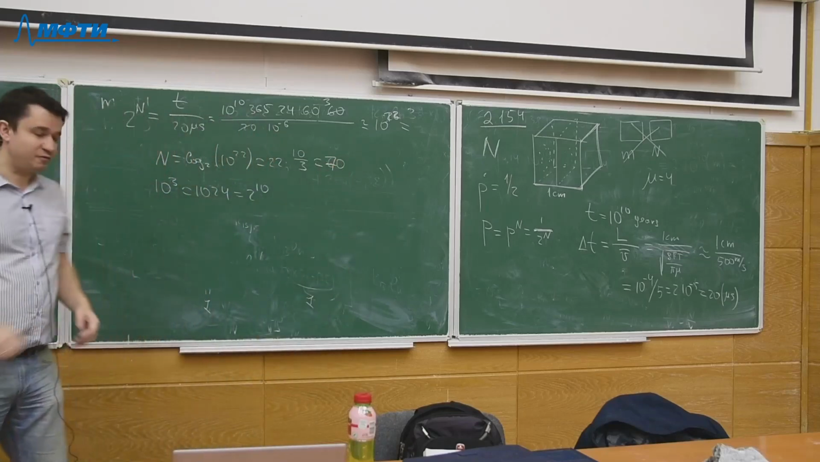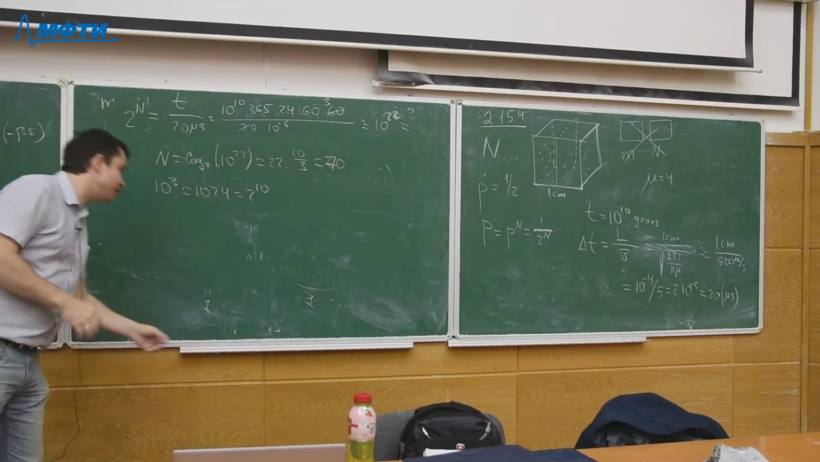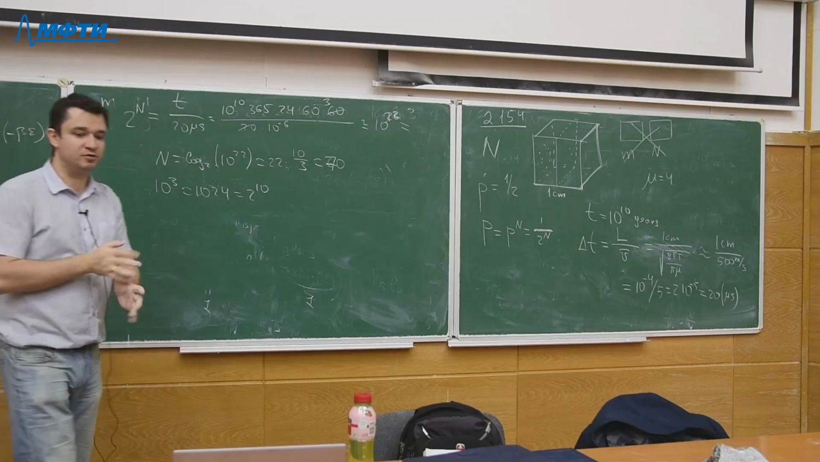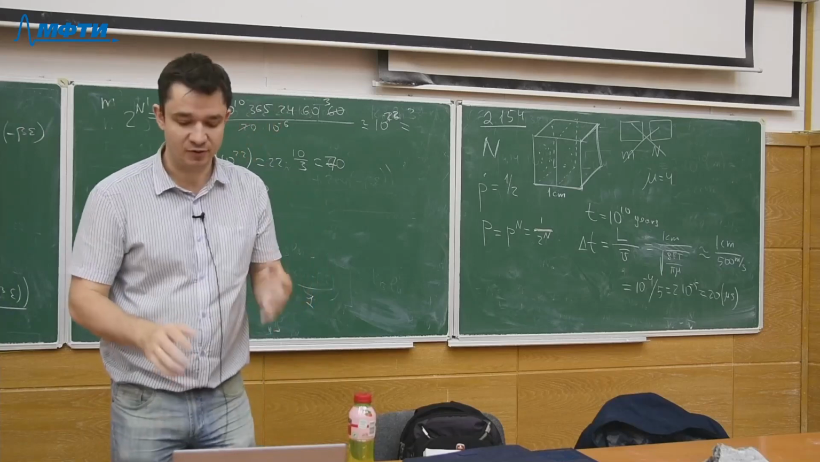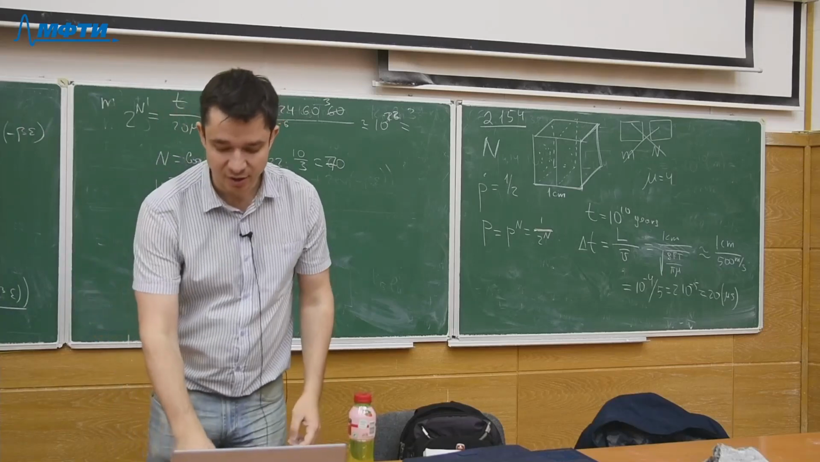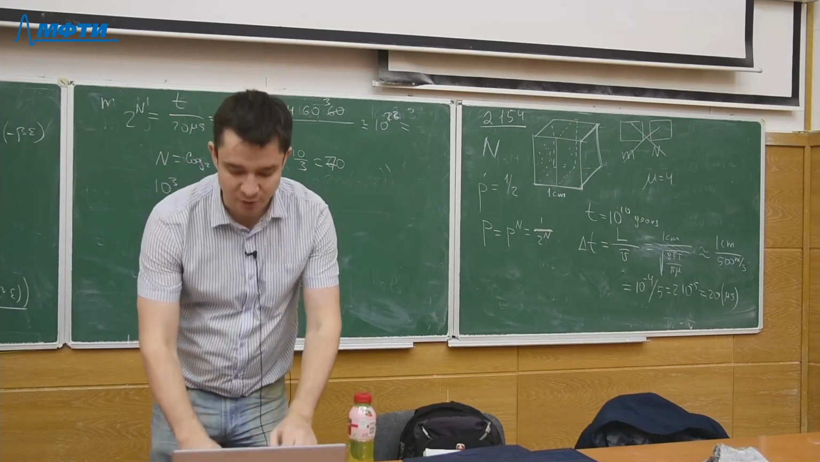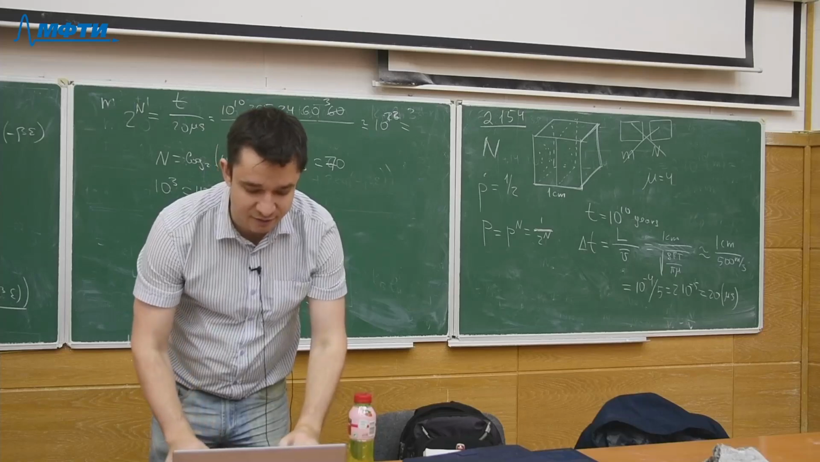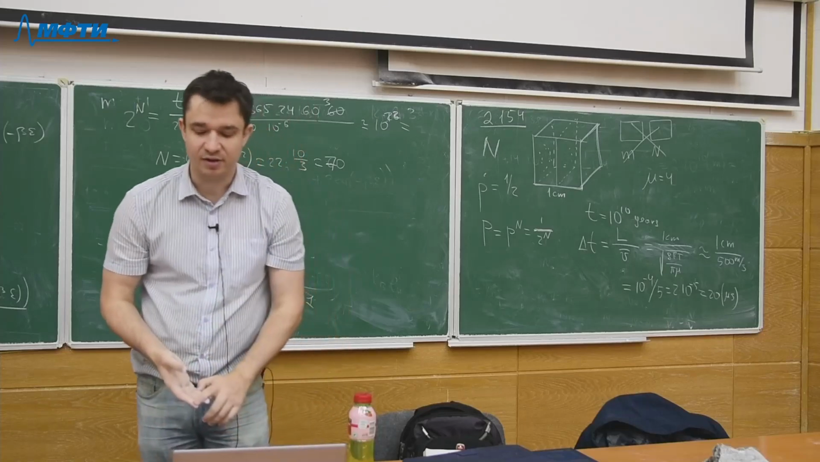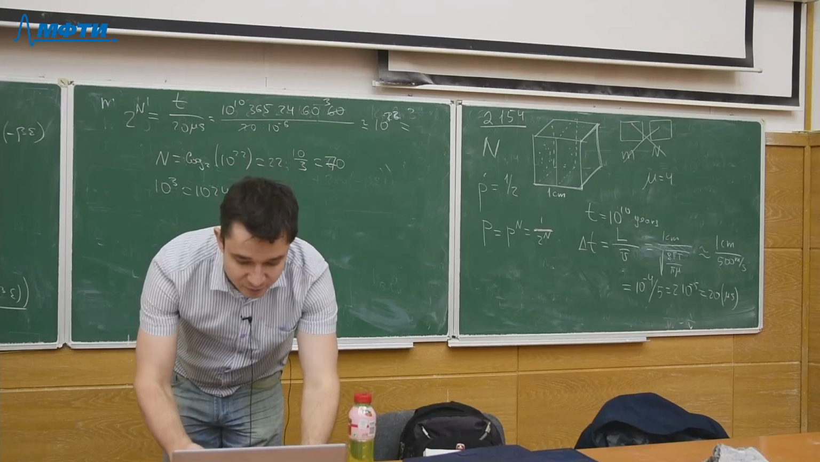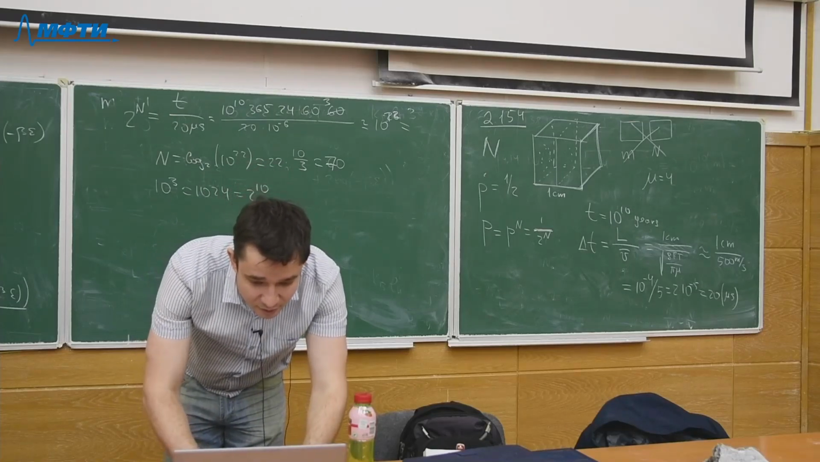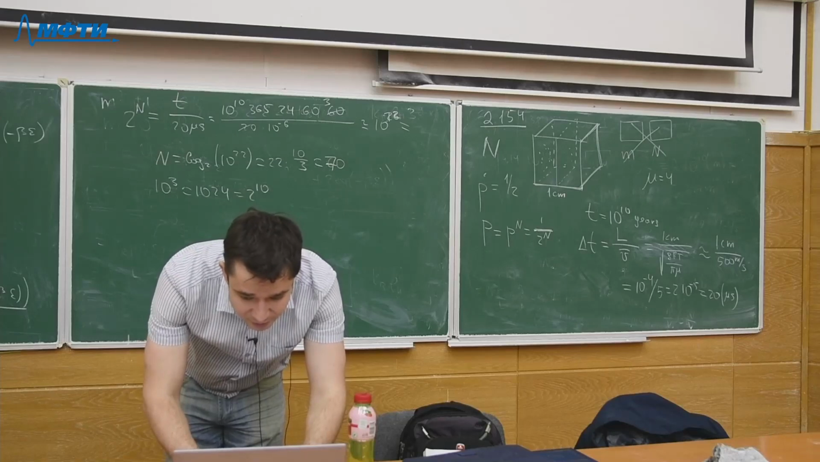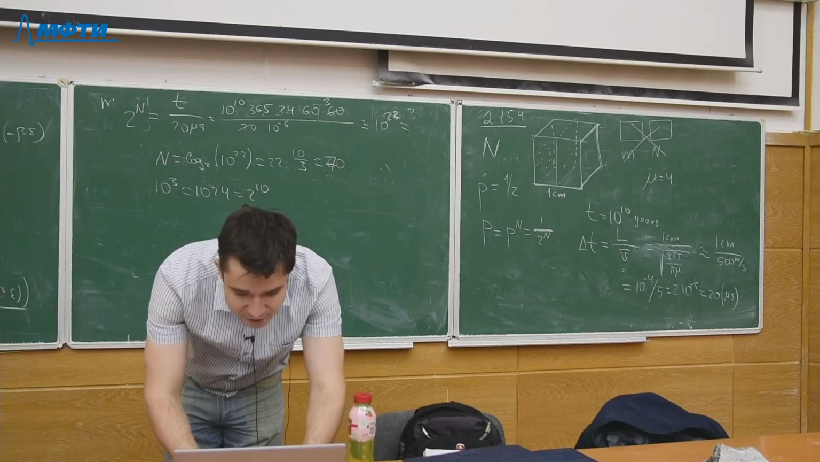So if you have just 70 molecules, you need to wait for the lifetime of the universe to let them gather in one half of your 1 cubic centimeter. So that means that the probability of the event that you are left without air in the room is negligible, even if you wait there for the lifetime of the universe. Okay, I think we have 3 minutes for the last problem.